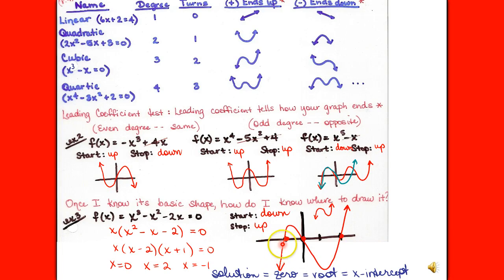It's got to come up through that x-intercept. It's going to turn twice, so there's one turn to come back down through that next one. And there's the second turn to come back up through that last one and then going up. So that'll give me an idea of where to draw my graph.